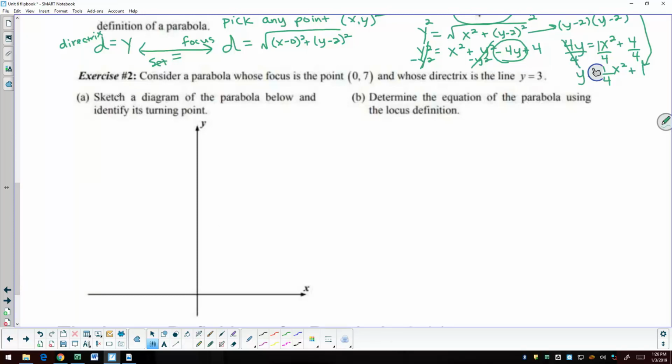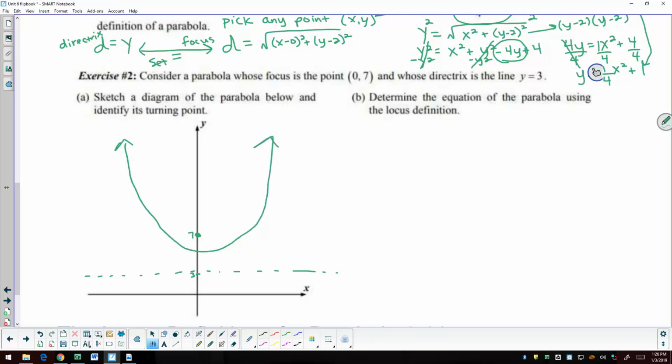So I'm going to plot, it says sketch, so it doesn't have to be perfect. 0, 7, I'll say it's right here. And the directrix is the line y equals 3. So if this is up at 7, I'll call this point right here at 3. Well, it's going to be a horizontal line through 3. Whoops, that didn't quite go through 3. So what you now know is that your turning point has to be between here, and you can never go past your directrix. So it has to be a right side up parabola.